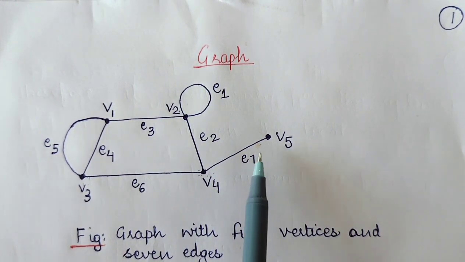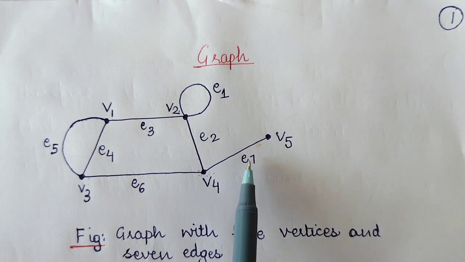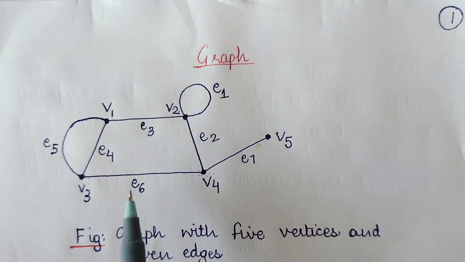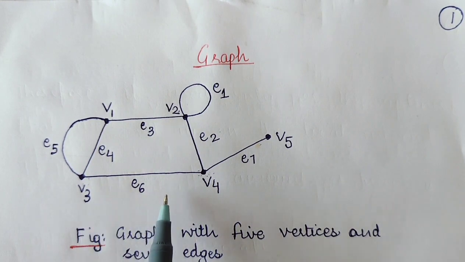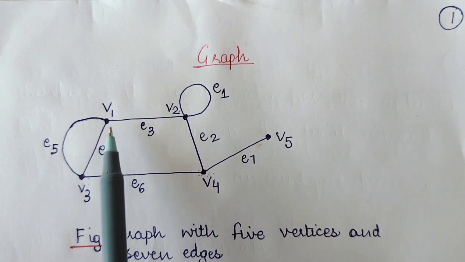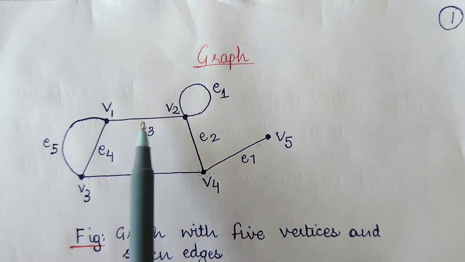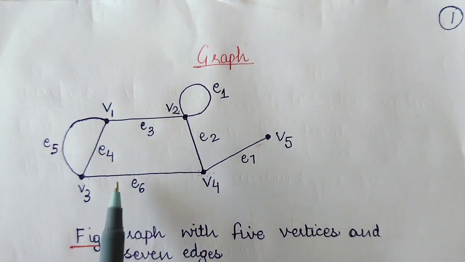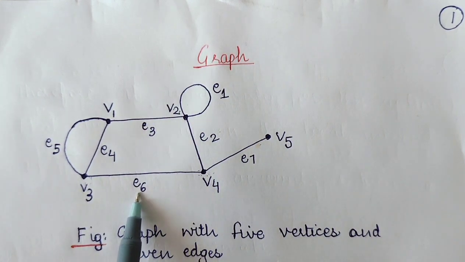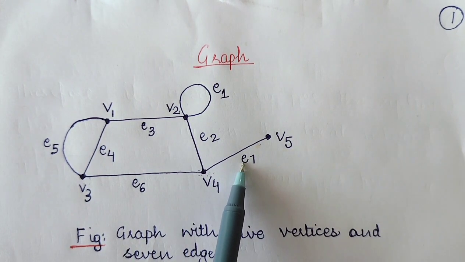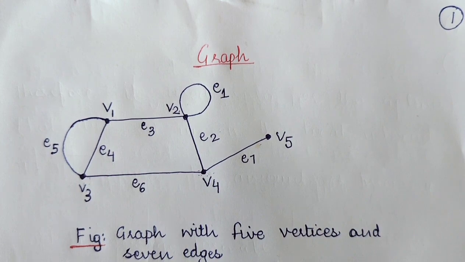Every edge, as you can see, is incident on a pair of vertices. Here E7 is incident on the vertex set V4 and V5. E6 is incident on the vertex set V3 and V4. Then E3 is incident on the vertex set V1 and V2. So V1 and V2 will be called the end vertices of E3. V3 and V4 will be called the end vertices of E6. And V4 and V5 will be called the end vertices of E7.